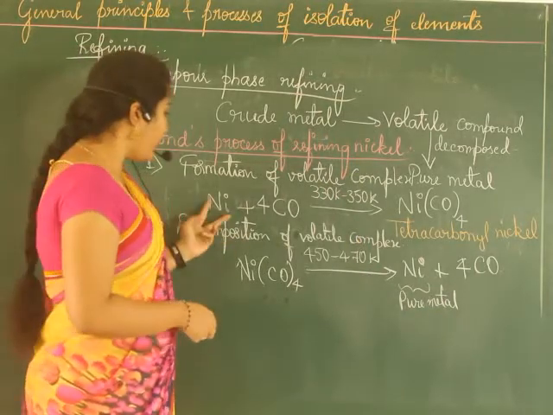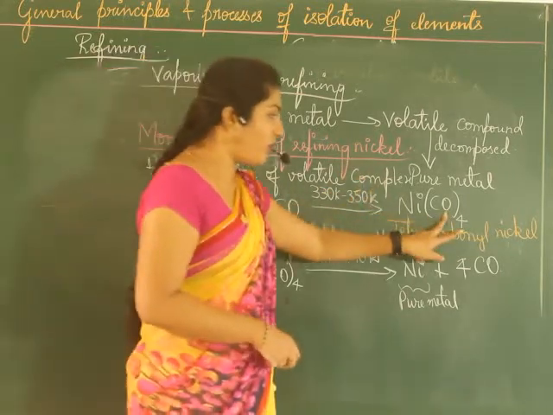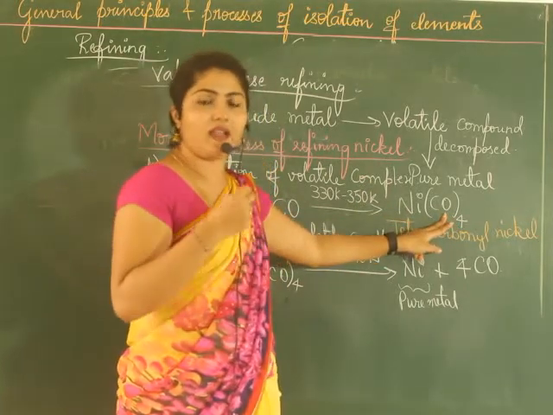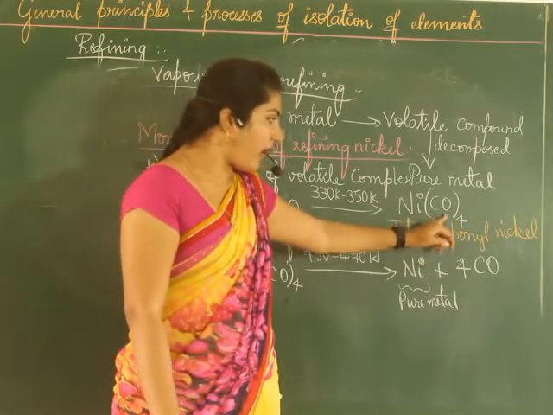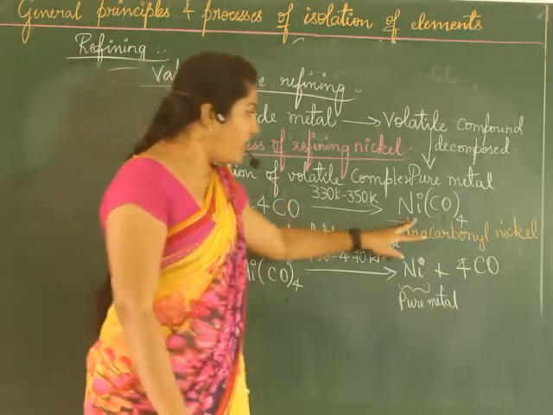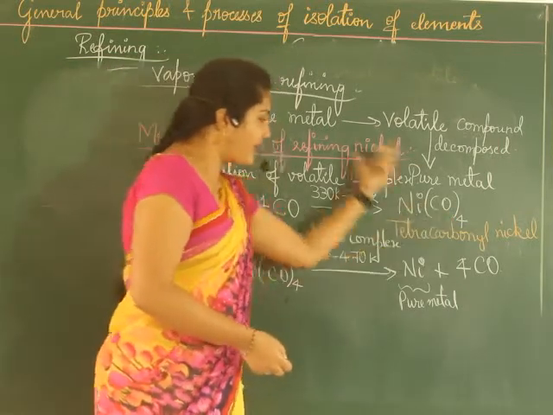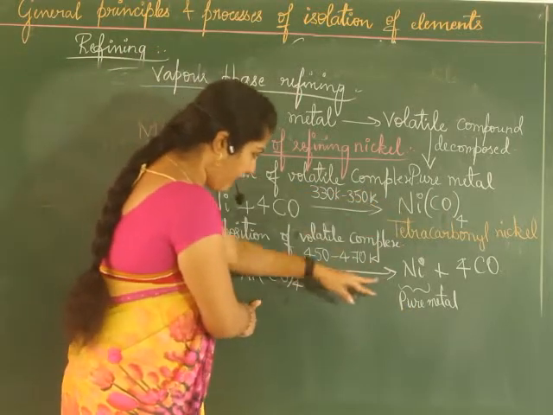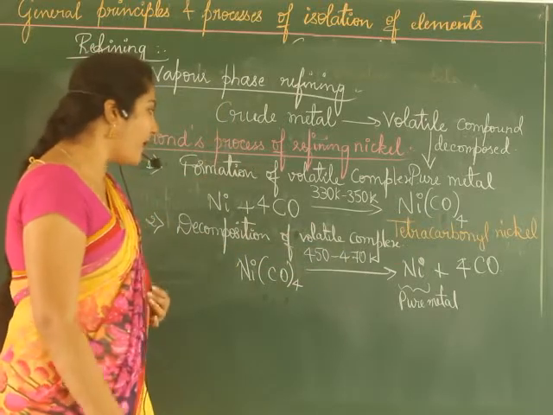Just see here, nickel tetracarbonyl, tetra means 4 carbonyl. CO is called carbonyl when it is taken as a ligand. You will study what a ligand is in the coordination compounds chapter. So tetracarbonyl nickel means 4 CO. So Ni plus 4CO gives Ni(CO)4. Next, the exact reverse of this equation you write here: Ni(CO)4 giving Ni plus 4CO. So it's very easy to remember.